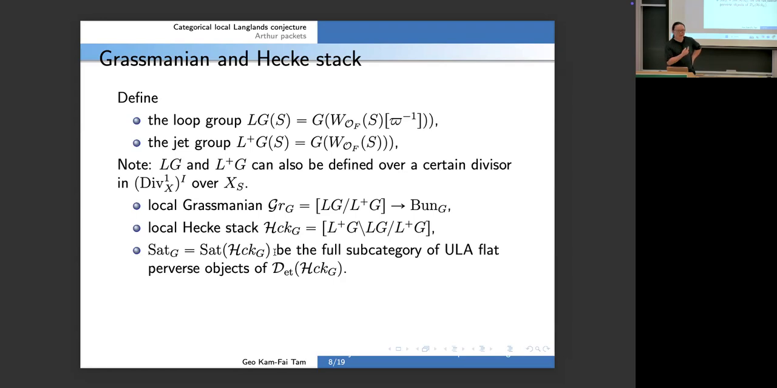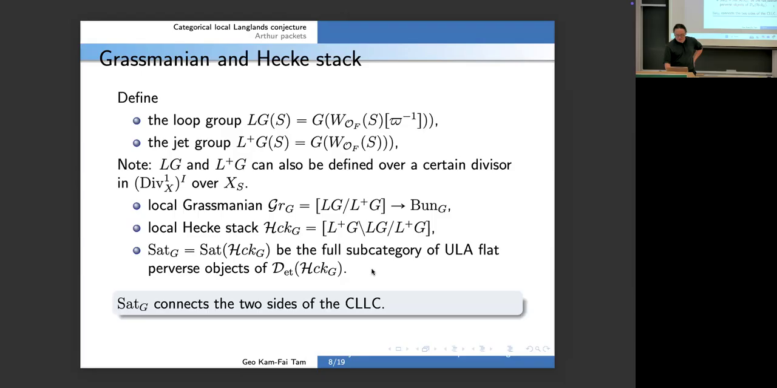So this is the Satake category of G. It is the full subcategory of those so-called universally locally acyclic flat perverse objects in the derived category of Hecke G. Again, too many technical constructions, but just think about we have some sheaves on this Hecke G. But as a Satake category, actually, let me say this is exactly the object that connects the two sides of the categorical local Langlands conjecture.